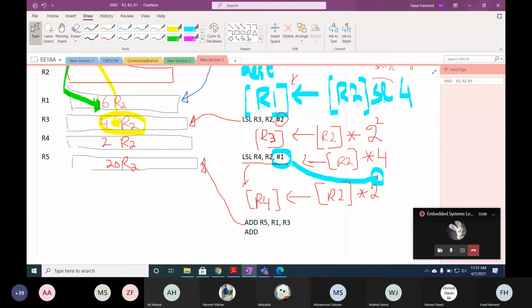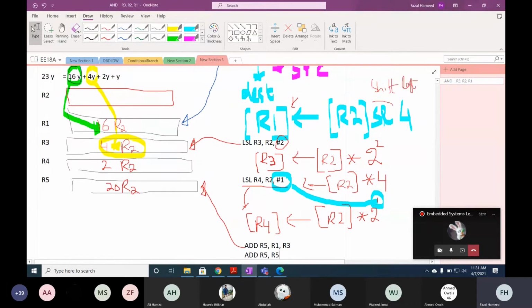Add R5. Now the previous contents of R5 are 20 R2. Now we want to add 2R2. Where is 2R2? In R4.